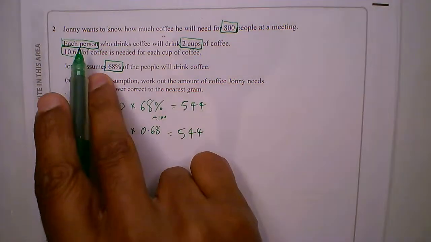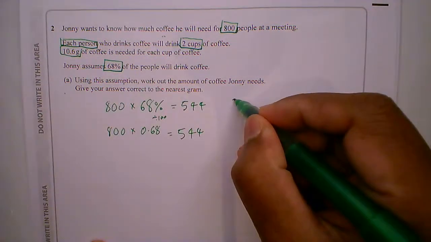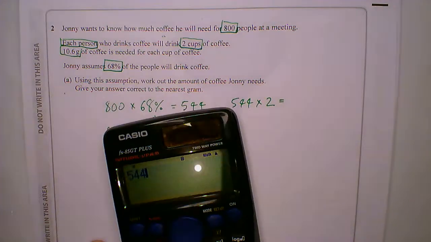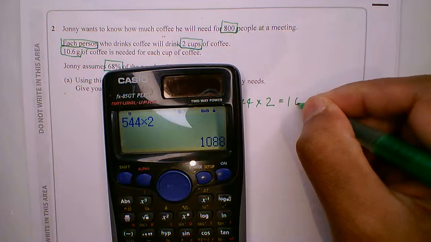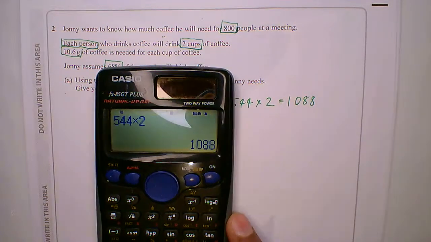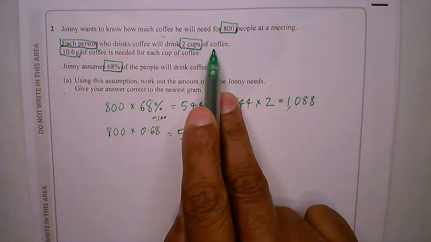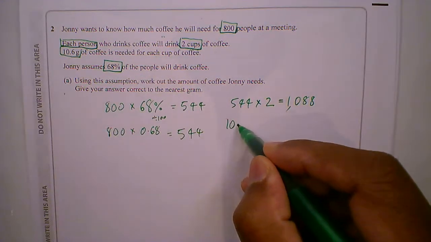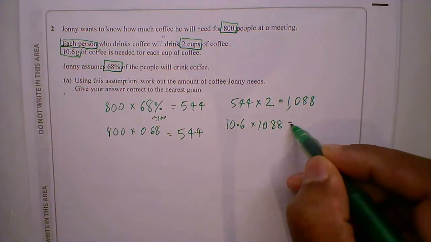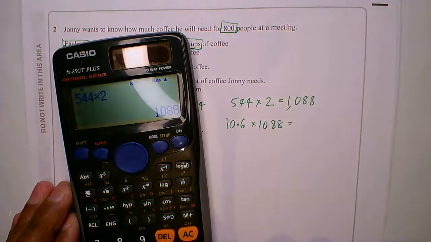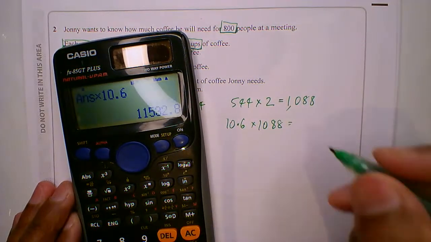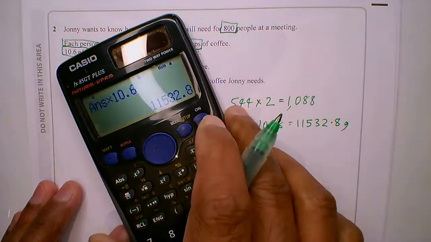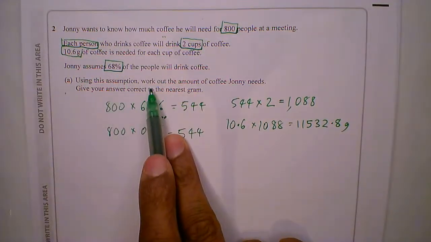Now each person drinks 2 cups of coffee. So I've got to do 544 times 2. That gives me 1088. Put a comma in there. So that's how many cups of coffee are needed. And it's 10.6 grams of coffee for each cup. So I now need to multiply these two numbers together. So I've got 10.6 times 1088. So I can times that by 10.6, gives me 11532.8 grams. And if I read my question again, using this assumption, work out the amount of coffee Johnny needs.